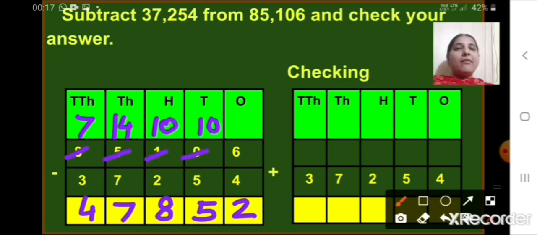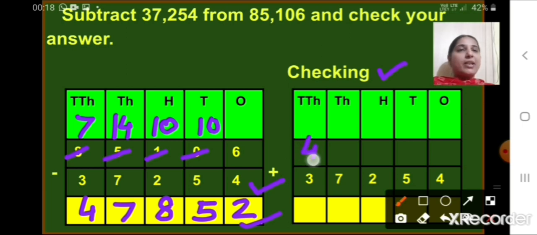So what do we have? What is the difference obtained here? 47,852. Now because we have to check, so to check what do? We add the difference and subtrahend to get the minuend. So let's see whether we get the answer or not.